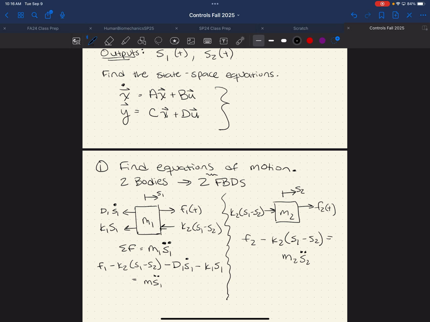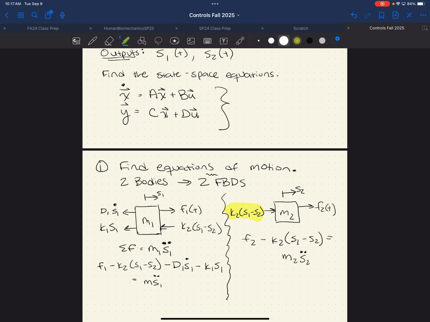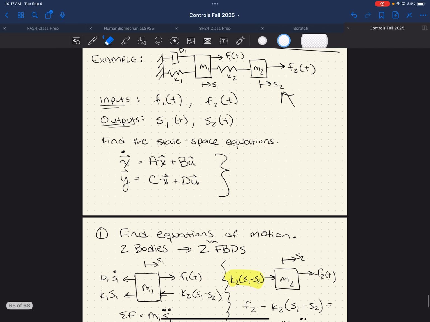Question, Jerry. If you're pulling mass two in the F2, or positive S2 direction, wouldn't K2 want to pull it back towards the negative S2 position? This is the trickiest term in this whole thing. There are a couple of ways to think about it. The easier one to figure out is how moving in the S1 direction for M1 will cause the K2 spring to react. If I only move S1 to the right, then I'm compressing that spring, and it's going to push back against me.